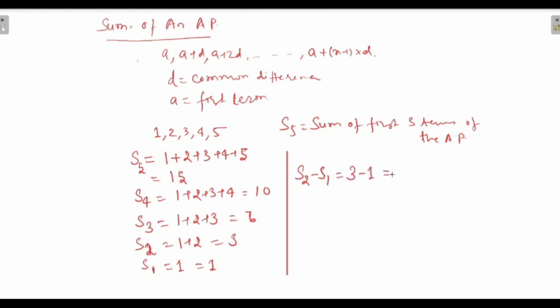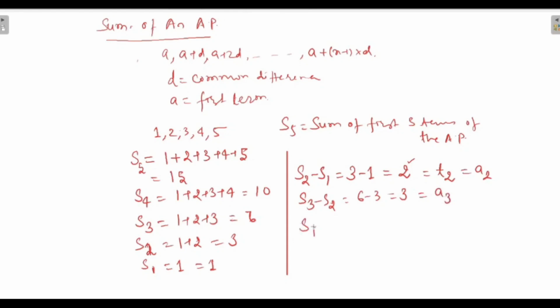And what I'll get over here is 2. So what is 2 here? S2 minus S1 is giving you the second term somehow. I'm just writing T2, a second term, or A2, anything you can write. S3 minus S2, if I'm doing, I'm getting 6 minus 3, which is again 3, and this is nothing but A3 itself.